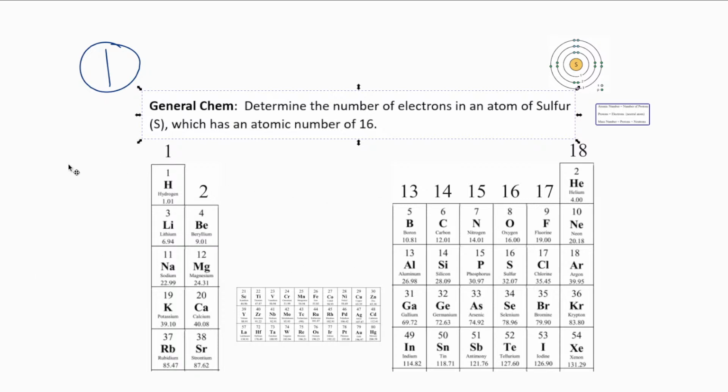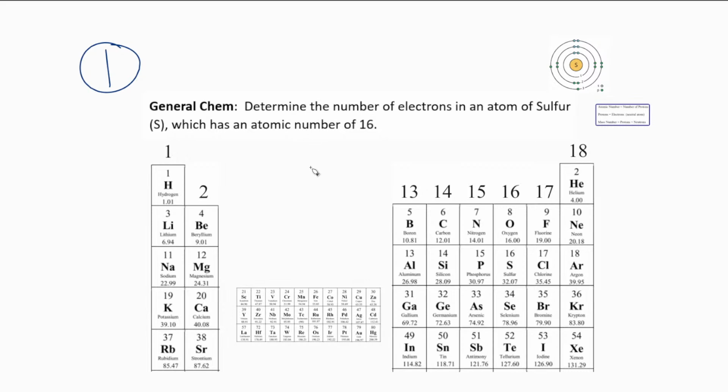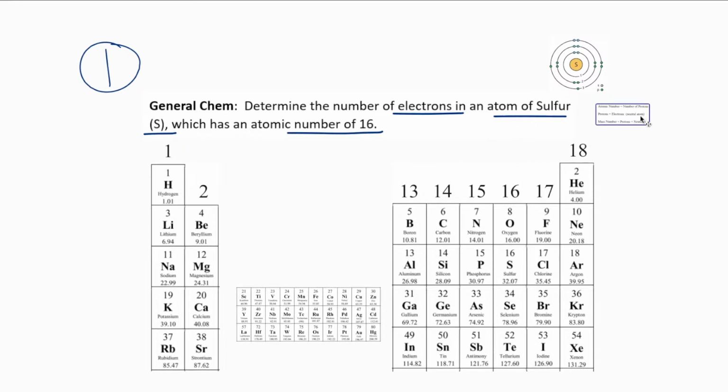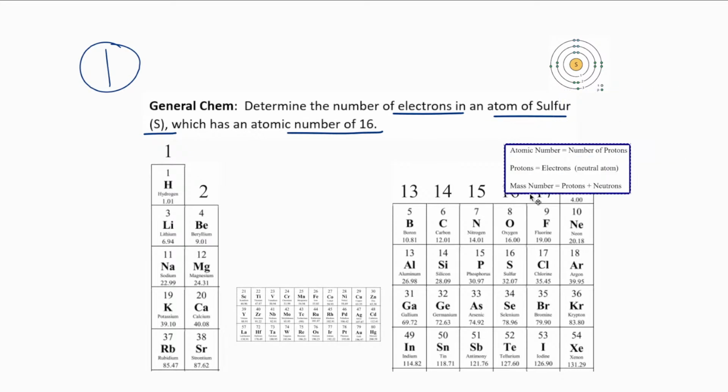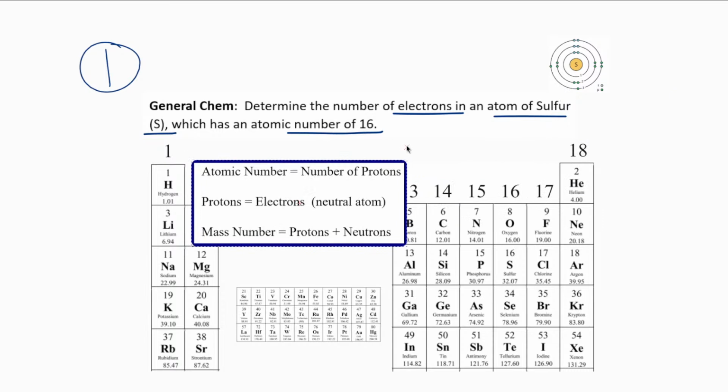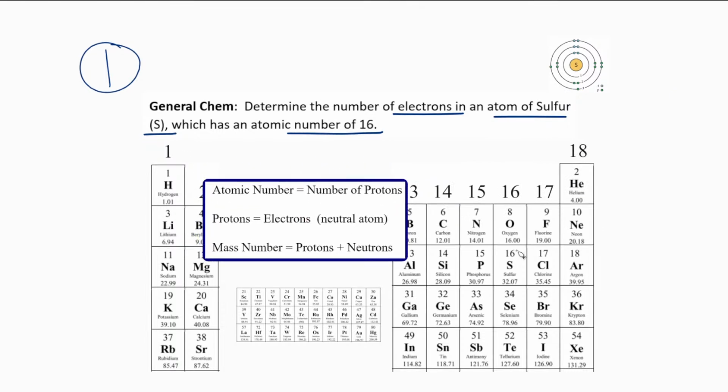So first question, see if you can do this. We want to know, and this is a general chemistry question, you'll see these on most exams, something like this. How many electrons are in the sulfur atom? Atomic number 16. You might remember this from before. So here's atomic number 16.